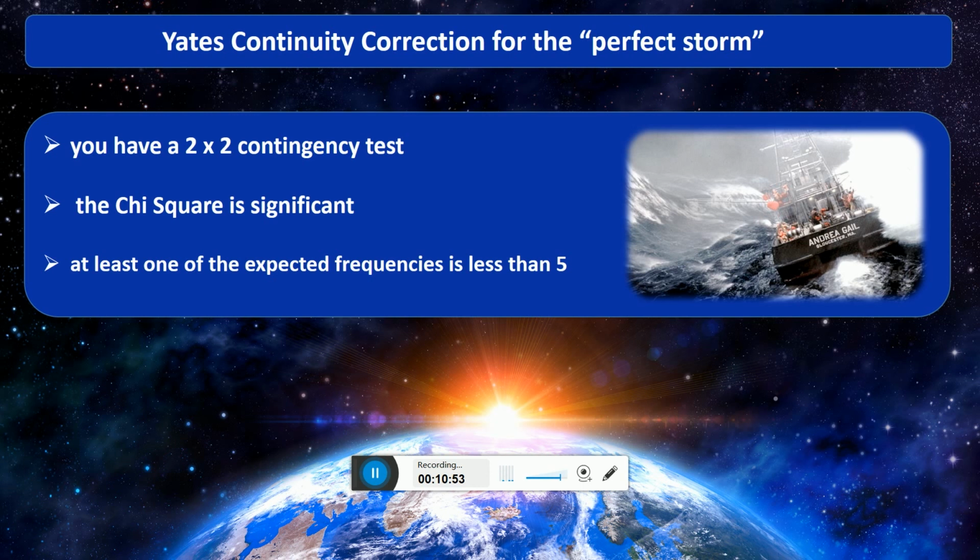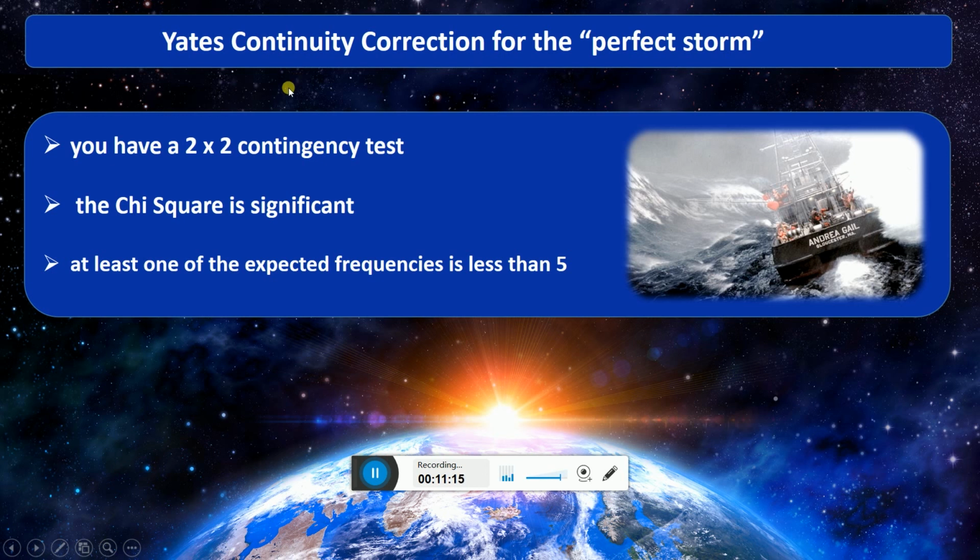Now, before we conclude, there's one more thing I need to talk to you about, and it's the Yates continuity correction for the perfect storm. Hope you know what the perfect storm refers to, but it basically means that everything lines up in a row, and if everything could go wrong, it does, and you get the perfect storm.